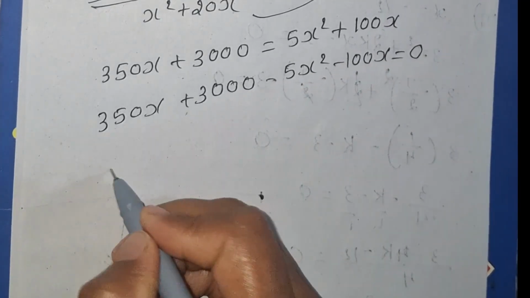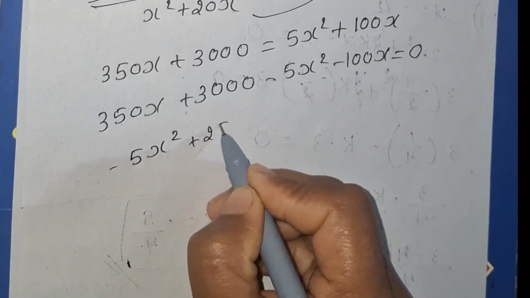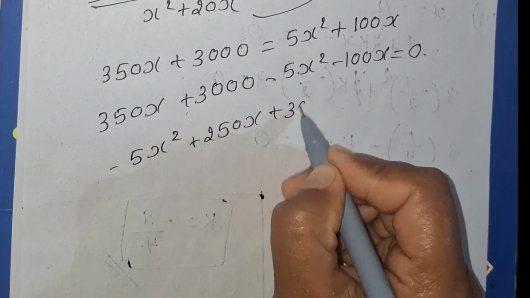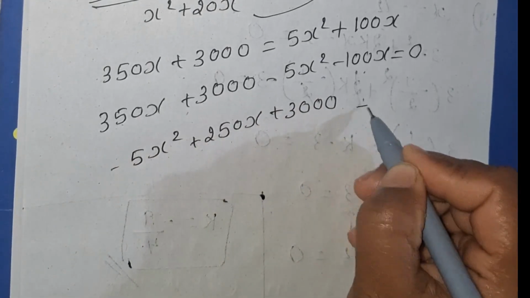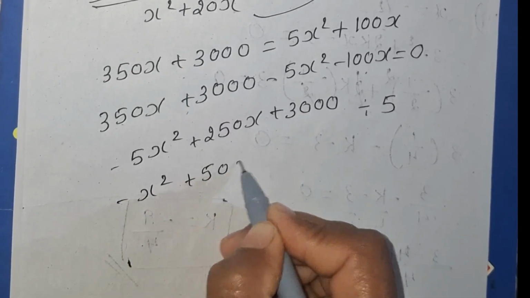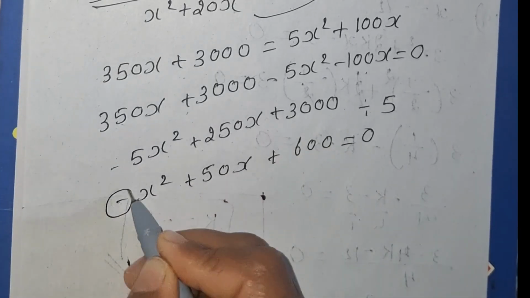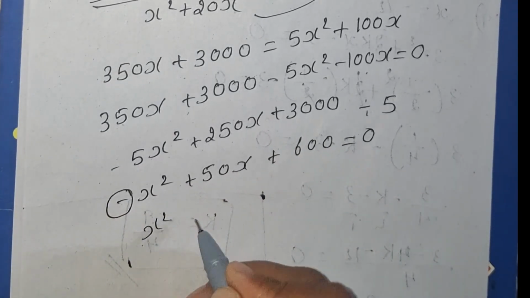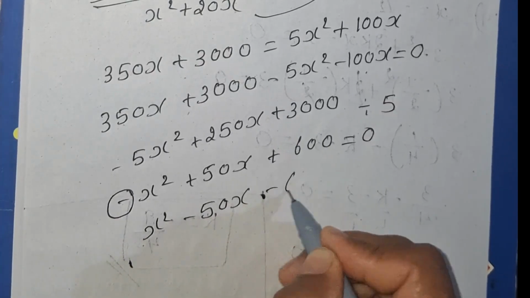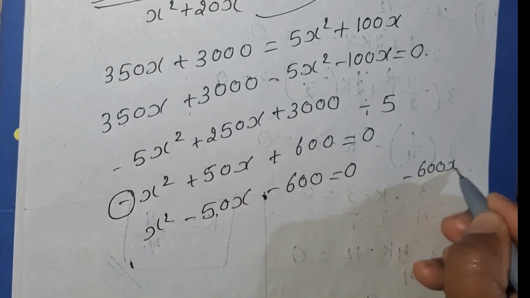Then arrange in the highest power first: minus 5x square plus 250x plus 3000 equal to 0. So divide the full equation by 5: minus x square plus 50x plus 600 equal to 0. The first term cannot be negative, so multiply by negative on both sides. So x square minus 50x minus 600 equal to 0.